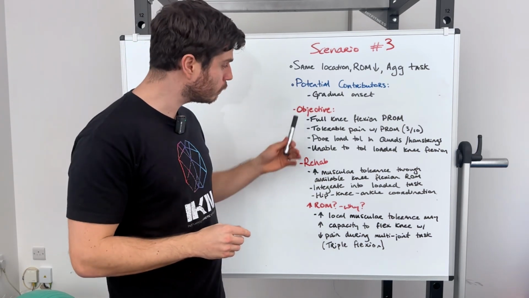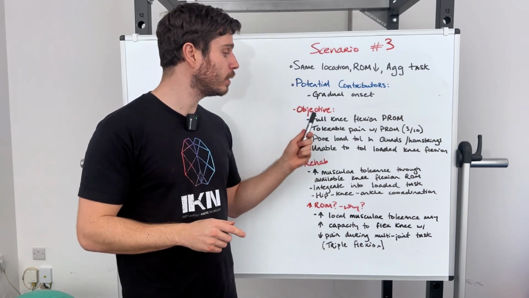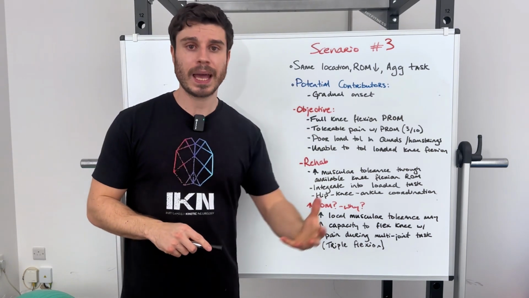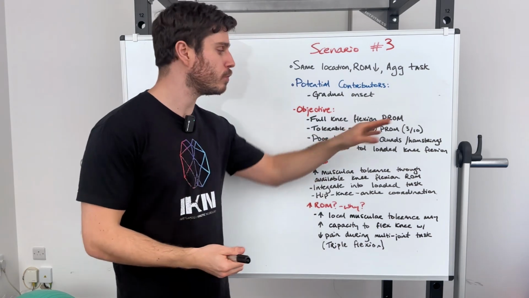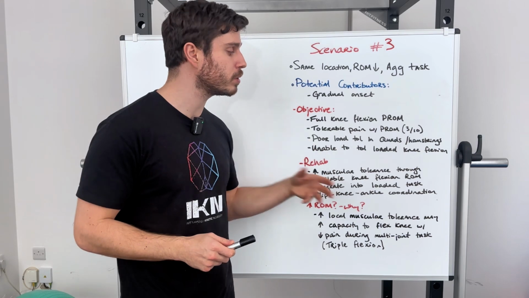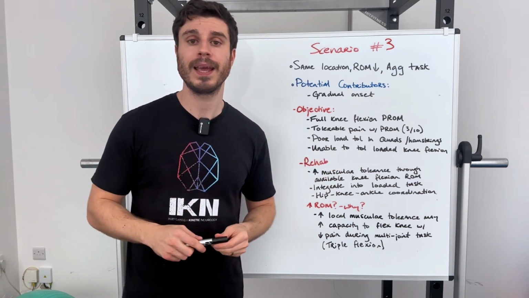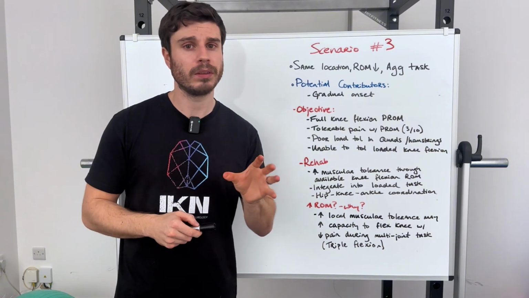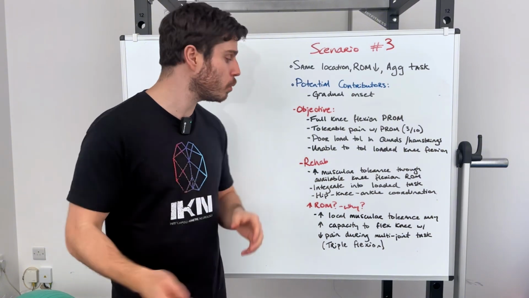Okay, so looking at potential contributors, we have a gradual onset of pain, so no clear mechanism of injury. Objectively, like we said, the client has full passive knee flexion range of motion, but they did have some discomfort through the range, a 3 out of 10. But the key thing here was that the client had poor tolerance to load locally through the quadriceps and the hamstrings, so more of a muscular reduction in tolerance here, not necessarily a reduction in range of motion.